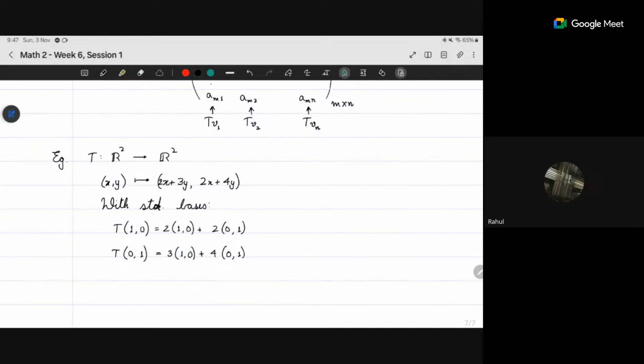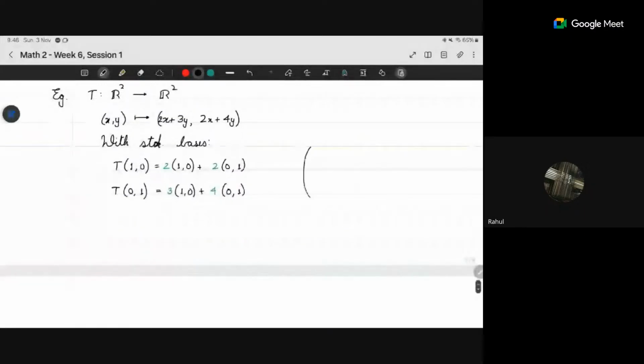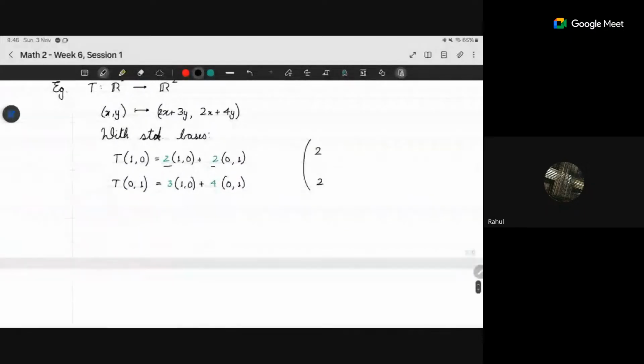So these coefficients 2, 2, 3, and 4, these are the things that we are interested in, expressing the image of basis vectors with respect to the basis on the codomain. In this case, both bases are taken as 1, 0 and 0, 1, the standard ordered basis. So what is the matrix? I'll take these two things, make it the first column. I'll take the other two things and make it the second column.